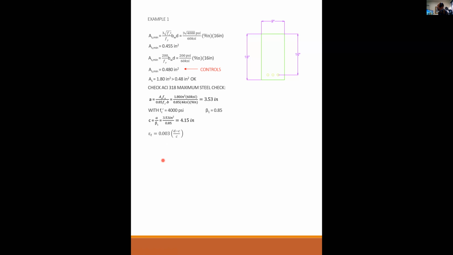Therefore, epsilon t is 0.003 times d minus c over c. I plug in my c, I get 0.0857. 0.0857 is greater than 0.005. Therefore, we are okay, and we have a phi factor of 0.9. Why did I call this the maximum steel check? I didn't even check the maximum steel at all.